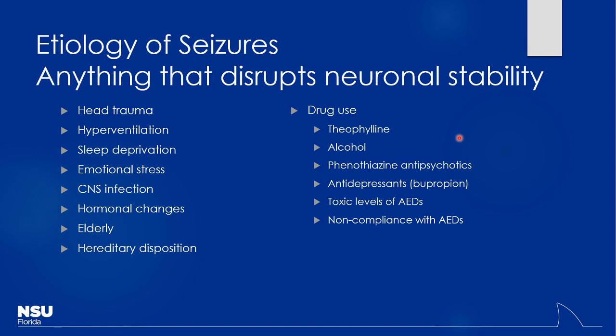Anyone know what you call the two letters when someone's withdrawing from alcohol? The DTs, what does that stand for? Delirium tremens, yes. So that is a very severe form of alcohol withdrawal that usually will have things like seizures presenting there. But a lot of other medications, we'll talk about those.